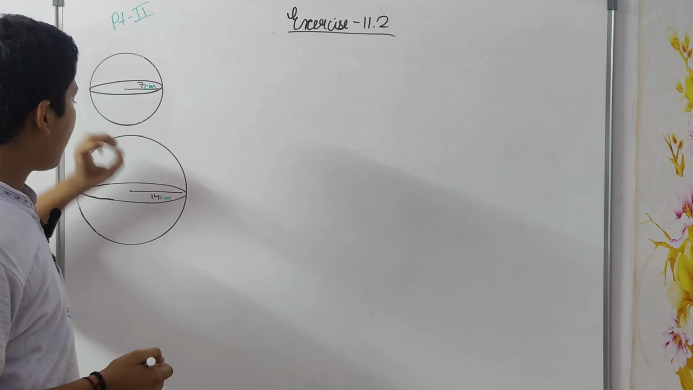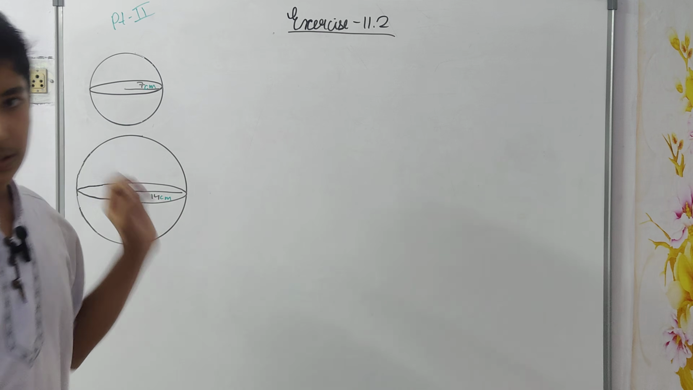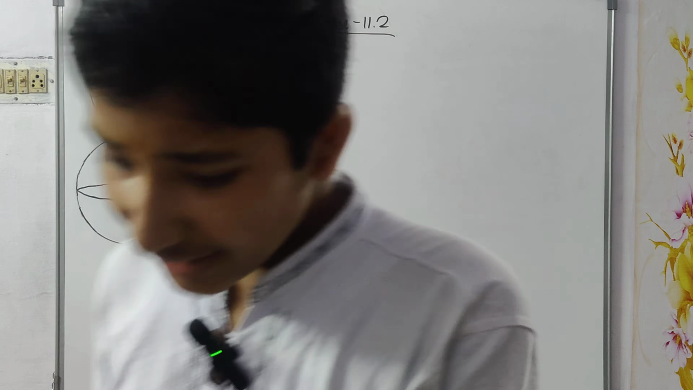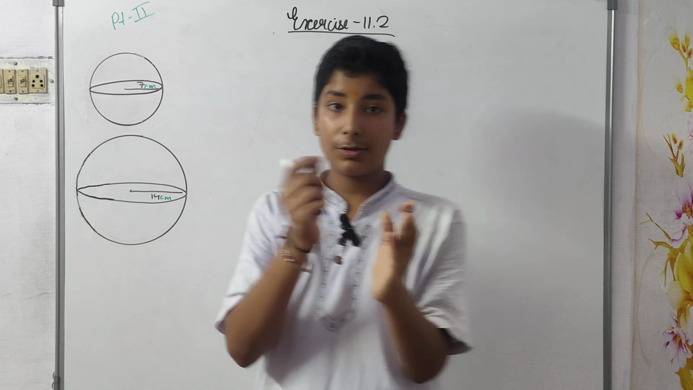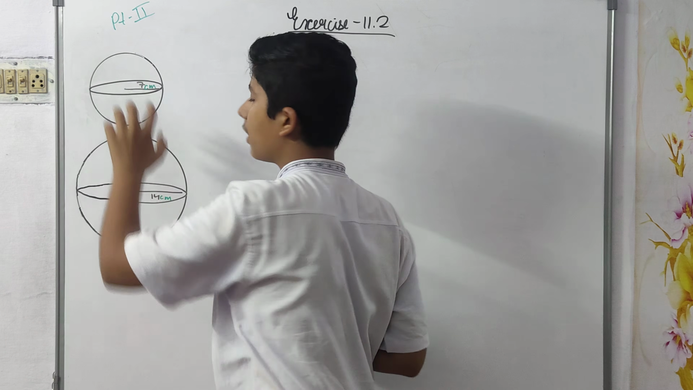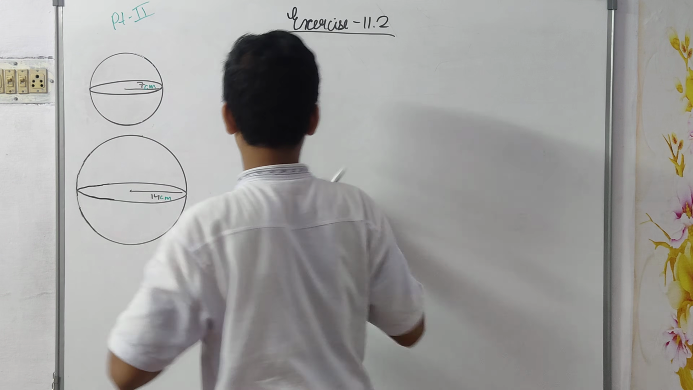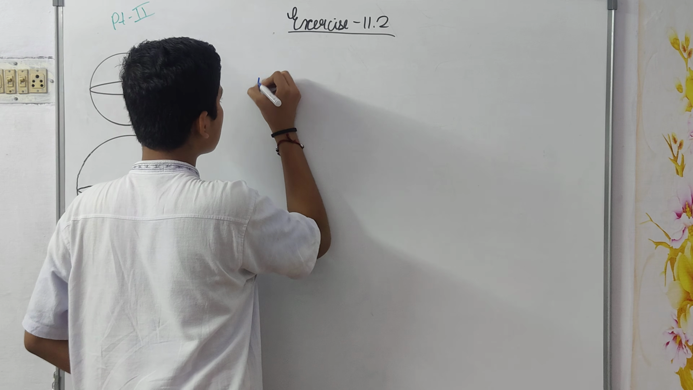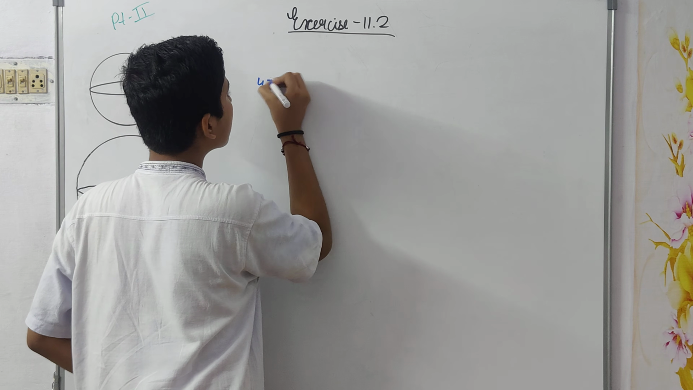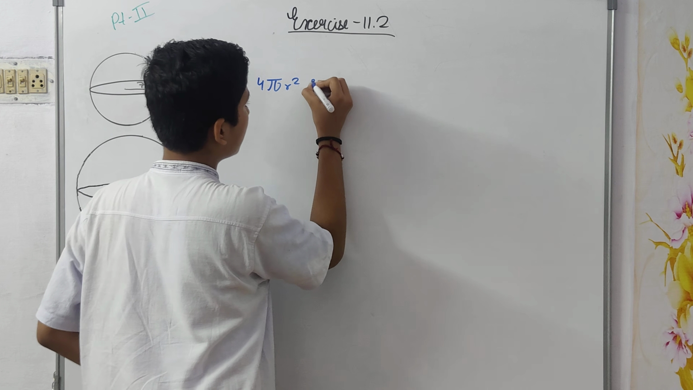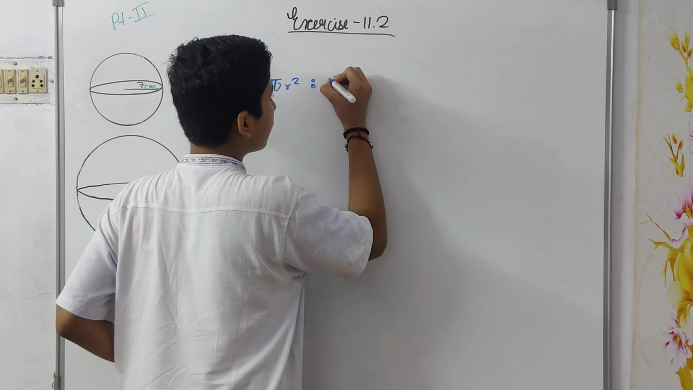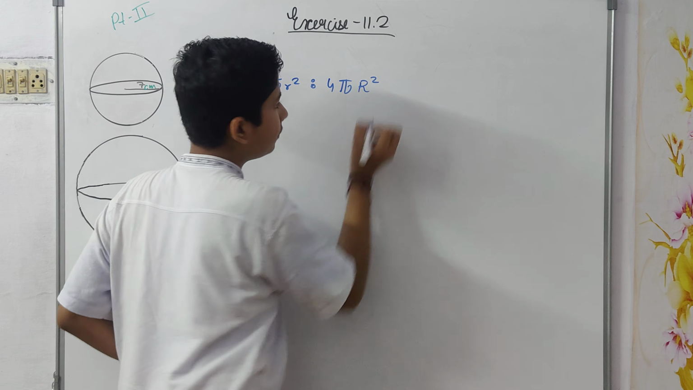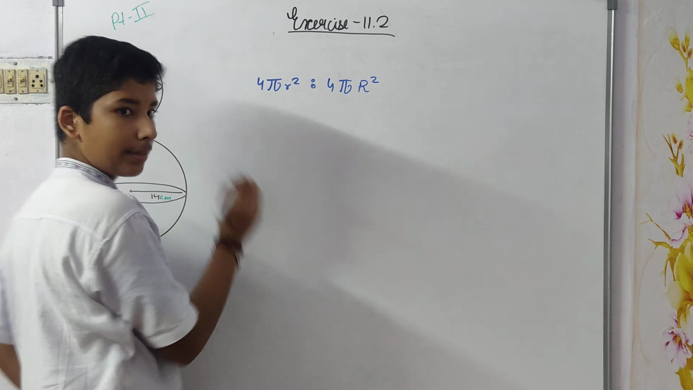Now we have to find out the ratio of these. We have to find the ratio of the smaller balloon to the larger balloon's surface area. So 4 pi small r square ratio 4 pi big R square. Okay, now small r is 7.